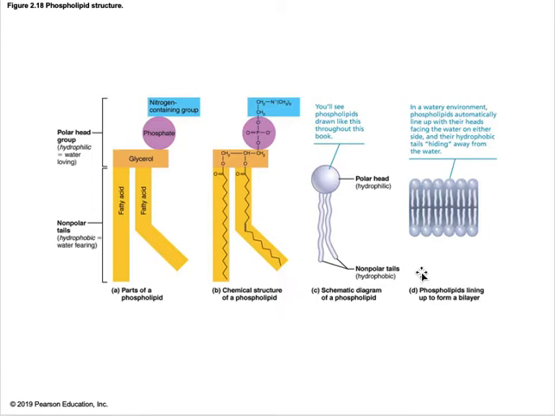Oh, and two more terms I want to make sure that we cover in this picture would be the terms hydrophilic, water-loving. That would pertain to the head here, which is polar, loves to be around water, which is also polar. And then we have a non-polar tail, a hydrophobic tail, which is water-fearing or water-repelling, if you will. So the root philic means loving and phobic means fearing.